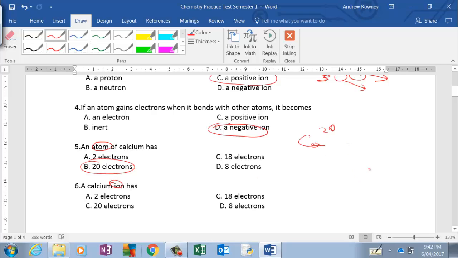If you look up the table, page 11, you'll see calcium is double plus. To get double plus, it had to have lost 2 electrons. So if it lost 2 electrons, the 20 is now down to 18.